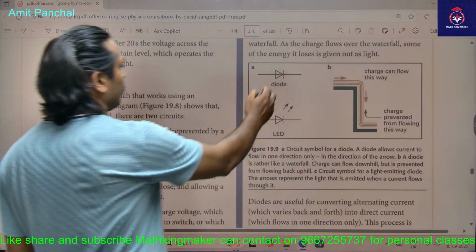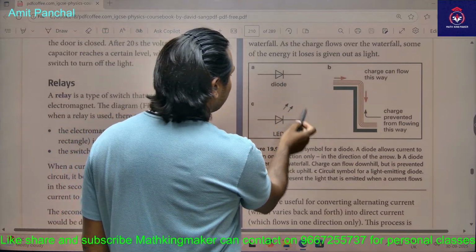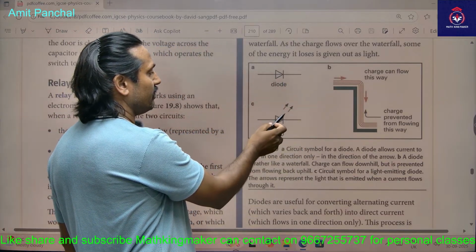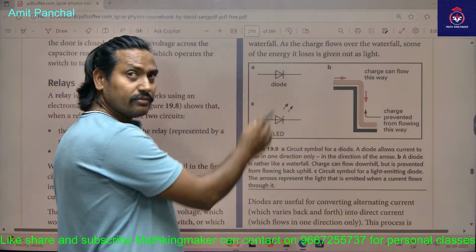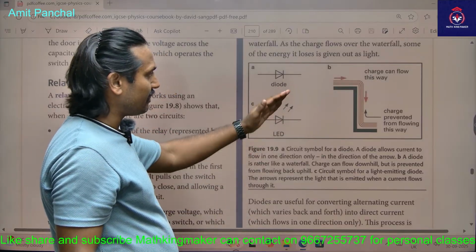So it is a diode and it is an LED. In this you can see that light is going upward, so that means it is giving light.